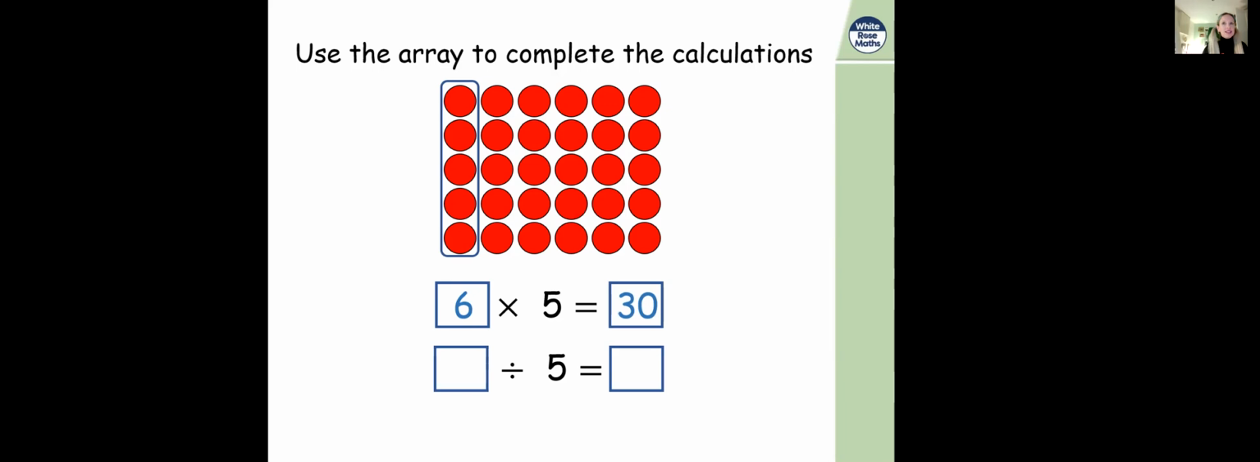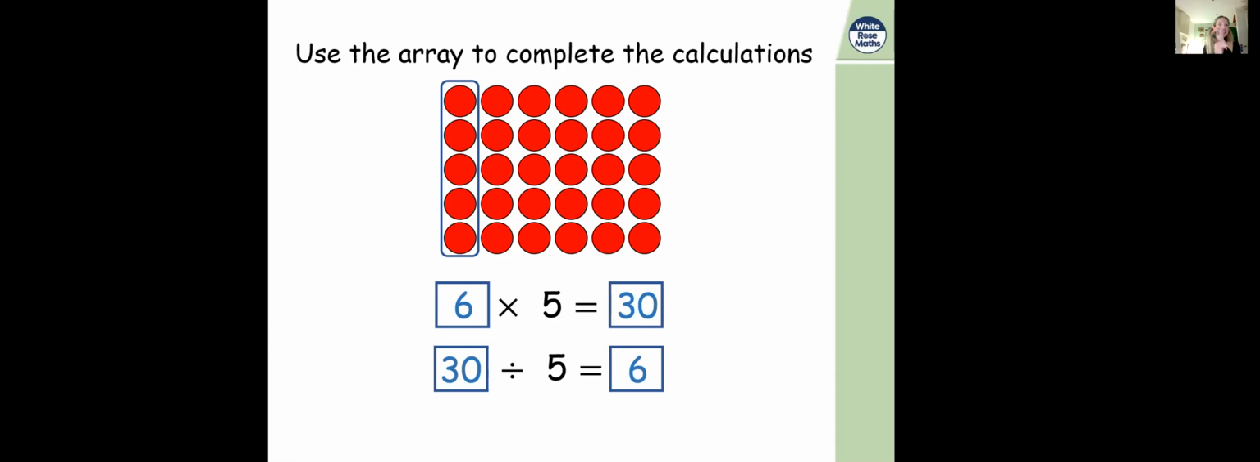If the total there is 30, that means this array must be showing us 30 divided by 5. Okay, 30, that's our total. Share that equally into 5 groups, and I can see my 5 groups in the array from the rows. Can you see it? Does it show? And that makes 6. 6 times 5 is 30, and 30 divided by 5 is 6.